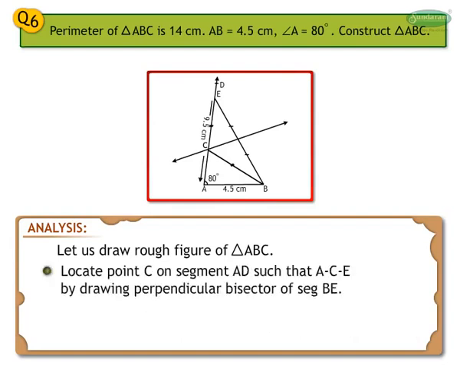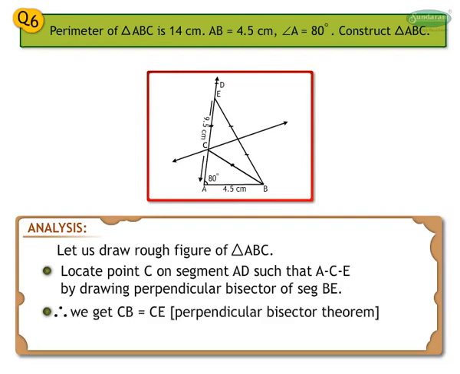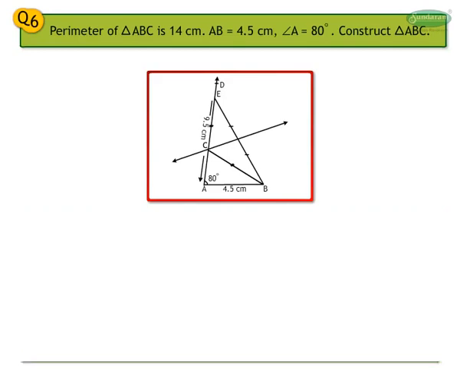Locate point C on segment AE such that A-C-E by drawing the perpendicular bisector of segment BE. Therefore, we get CB is equal to CE by the perpendicular bisector theorem. CA plus CB is equal to CA plus CE is equal to 9.5 centimeters. Triangle ABC is the required triangle. Let us see the steps of construction.